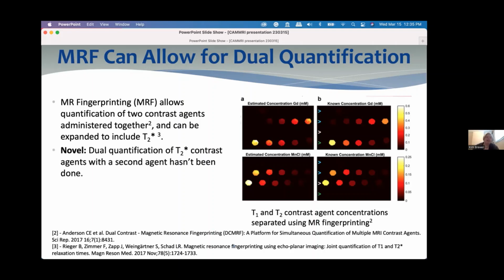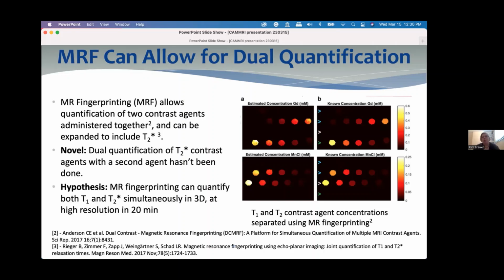However, dual quantification of T2 star contrast hadn't been done before. So Anna published a paper on that in 2021 as our first attempt at doing this. Our final goal is to quantify both T1 and T2 star simultaneously, ideally in 3D, particularly a large volume. We want it to be quite high resolution, and we want it to happen in about 20-25 minutes, which is pretty reasonable for mouse scanning.